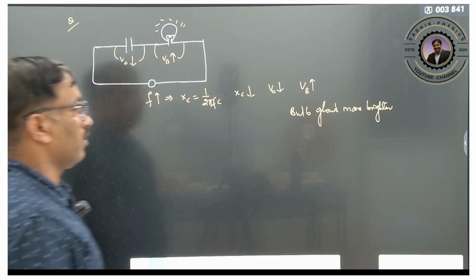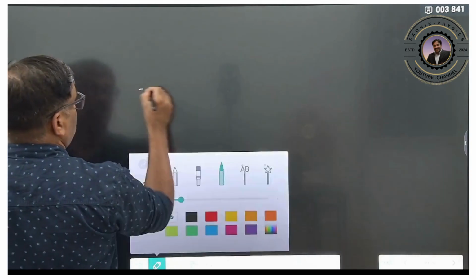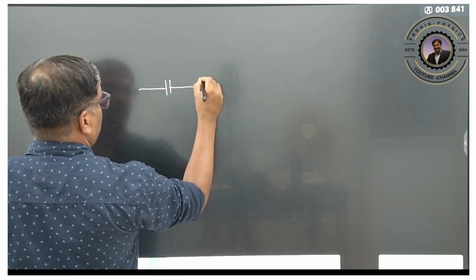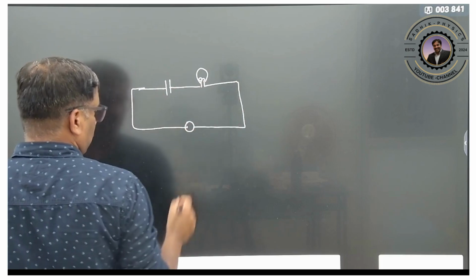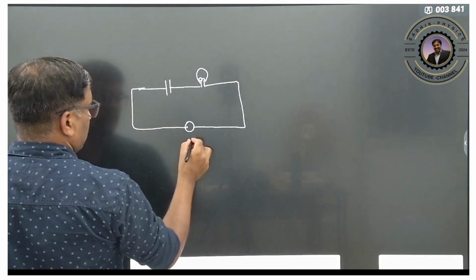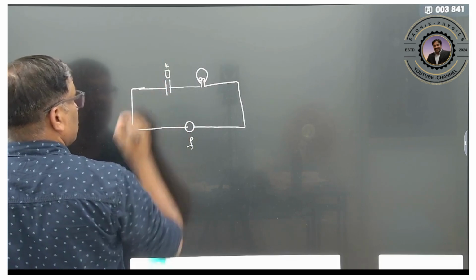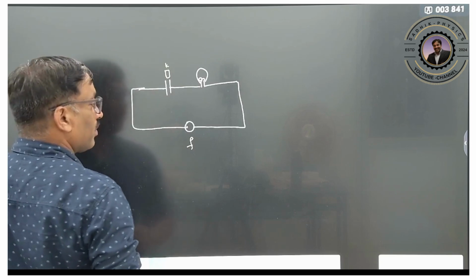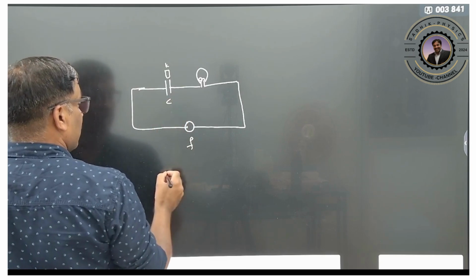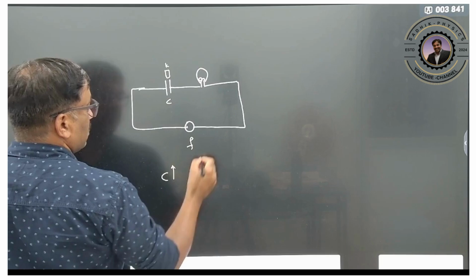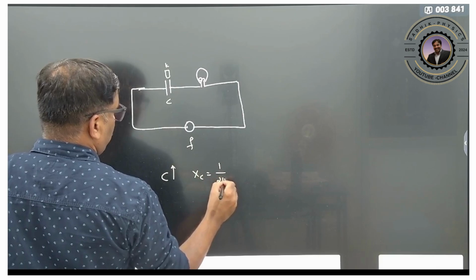Clear? So again same type of question, one more question you can add here. Suppose there is one capacitor and one bulb, right? Now frequency is constant here. Suppose some dielectric slab is inserted in this. Therefore when the dielectric slab is inserted, what will happen now? Capacitance will increase. When capacitance increases, what will happen to Xc? Xc is 1 by 2 pi fC.